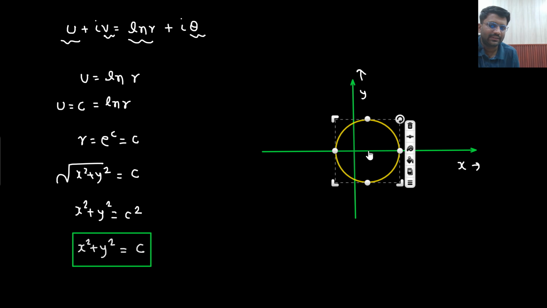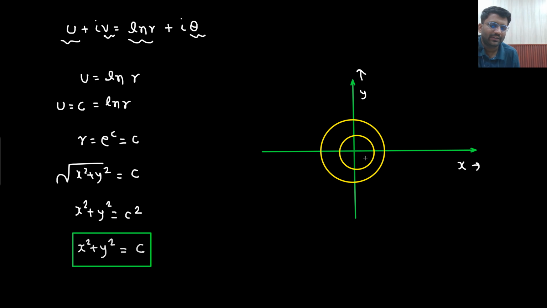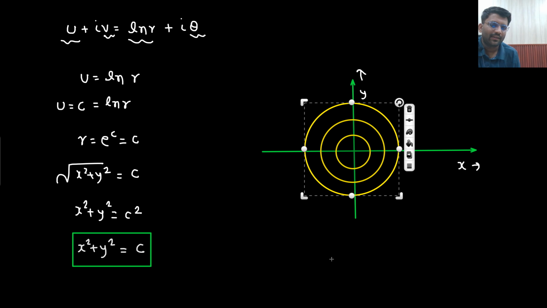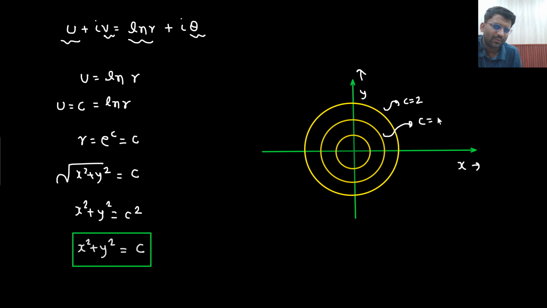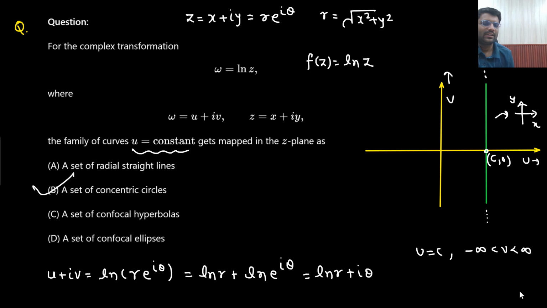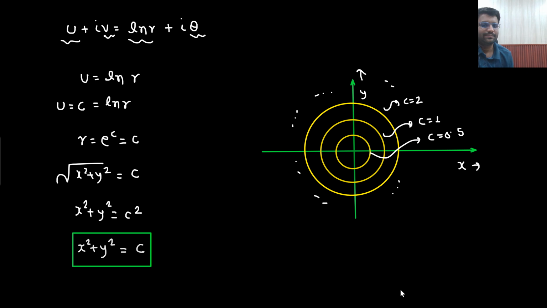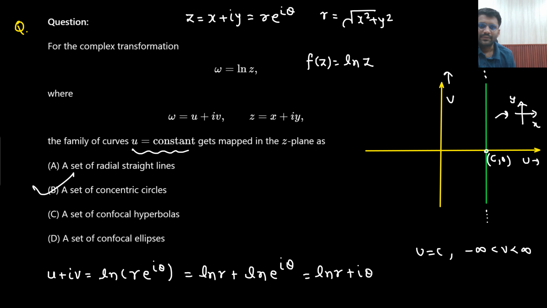Let's just say the constant is 1, then this is the circle. If the constant is 0.5, then this will be the circle. If the constant is 2, then this will be the circle. Right? This is constant equals 2, this is constant equals 1, this is constant equals 0.5. So different circles we are getting, no? In that manner, different circles we will keep on getting. So what is the meaning? This is the meaning of concentric circles, a set of concentric circles. Understandable? Okay, well and good.